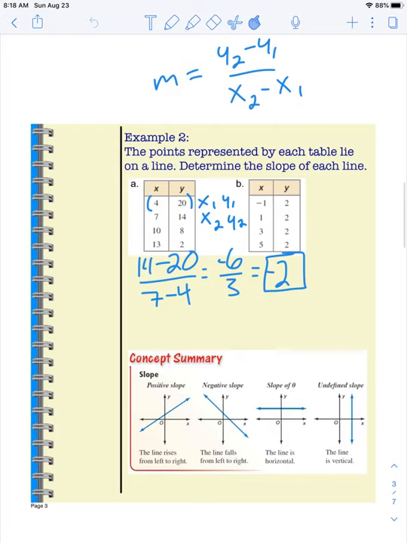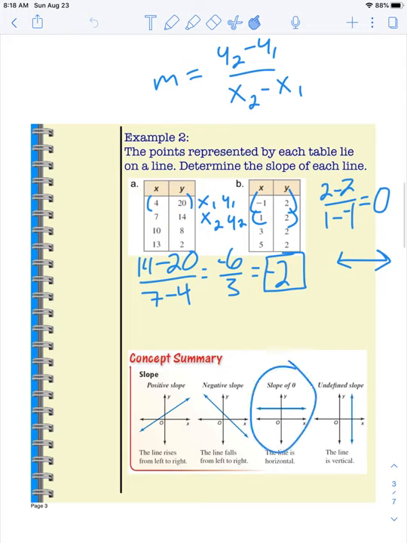All right, and then in B, I'm going to use this first one as x1, y1, and the second one as x2, y2. So our y2 and y1, we're going to plug in as 2 minus 2. And then the x's, we have 1 minus negative 1. This is going to be 0. Because the y value doesn't change, this would look like a horizontal line on a graph, which remember, slope of 0. So example B has a slope of 0. The y value does not change.